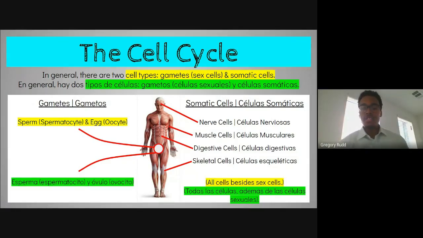Now, I've highlighted things strategically here, so please write down what is highlighted in your preferred language. But in general, there are two cell types. The first cell type is called a gamete, and these are sex cells. And then there are also somatic cells. Your sex cells are sperm and eggs.